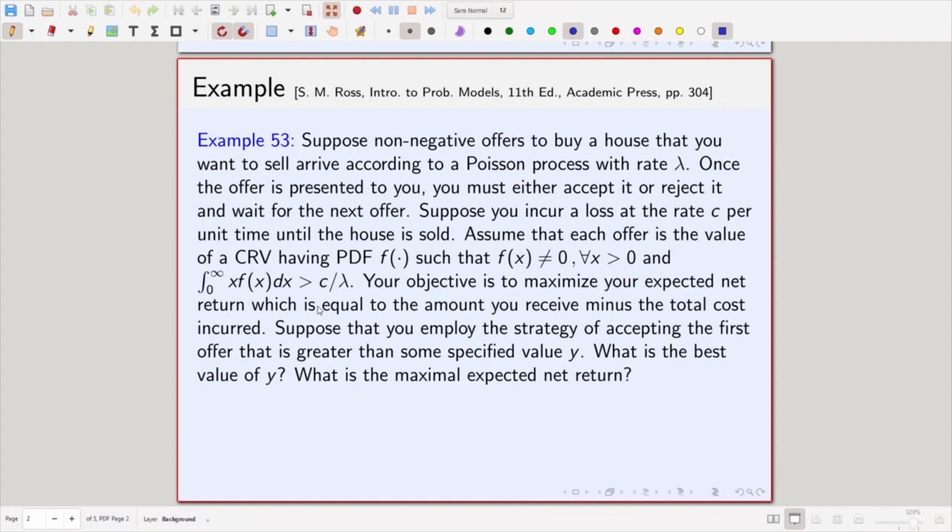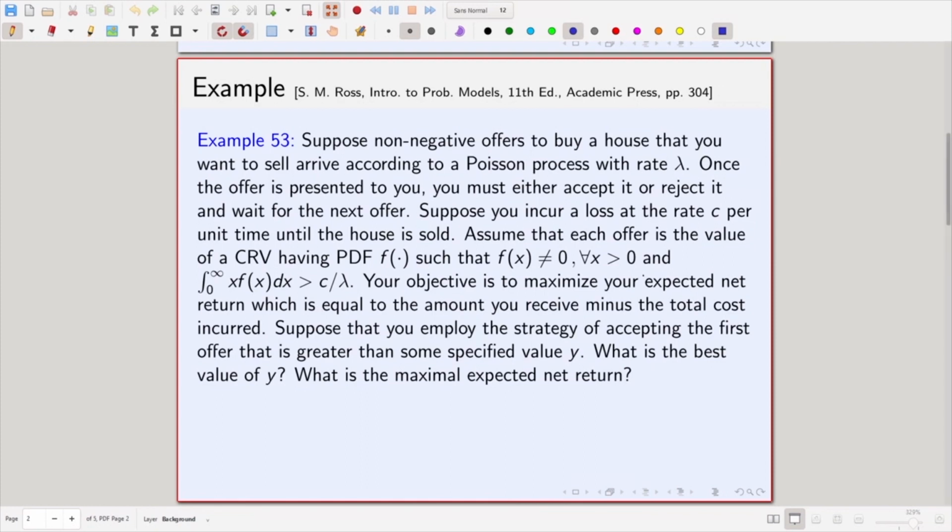Now, once an offer comes, you will either accept it or reject it and wait for the next incoming offer. Suppose you incur a loss at the rate C per unit time until the house is sold. So, until you are able to sell the house, you incur a loss at the rate C per unit time. You can think of it as a maintenance cost.